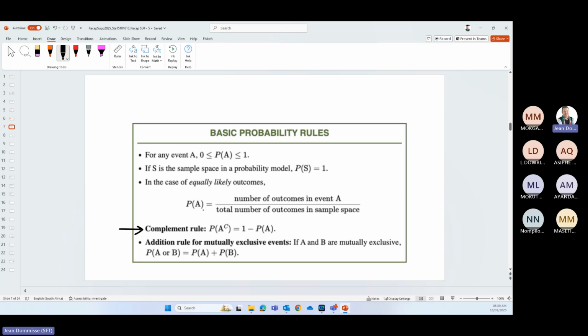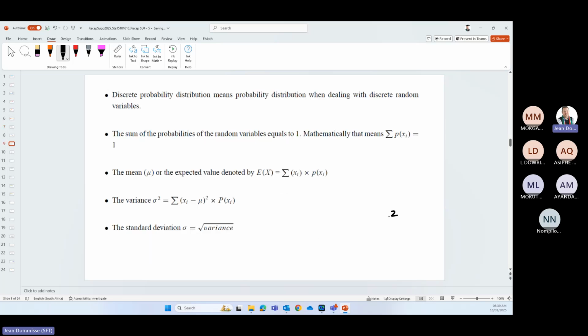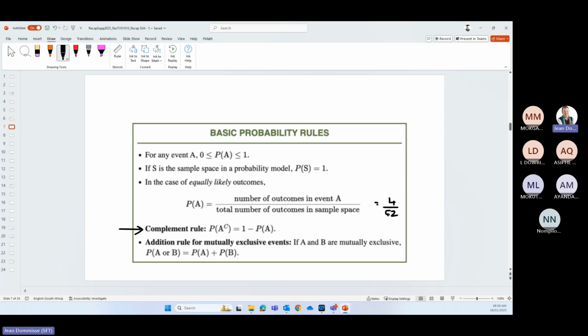Other things that they might sometimes ask is how to work out the probability if you have a certain number of, let's say, how many aces there are in a deck of cards. We know that there are 4 aces, and we know there's 52 cards, so that is how we will work out that probability.